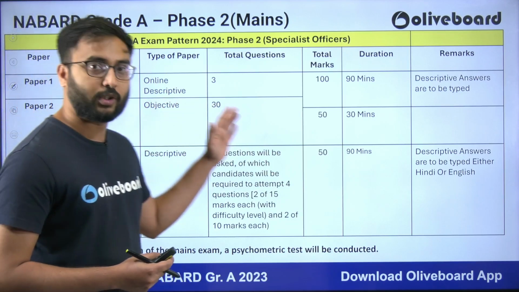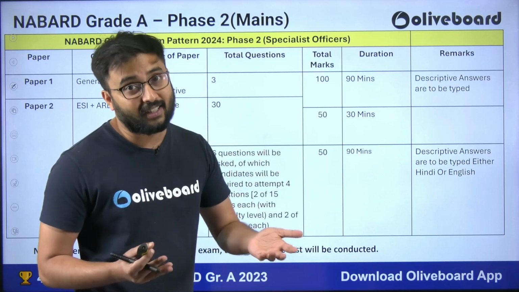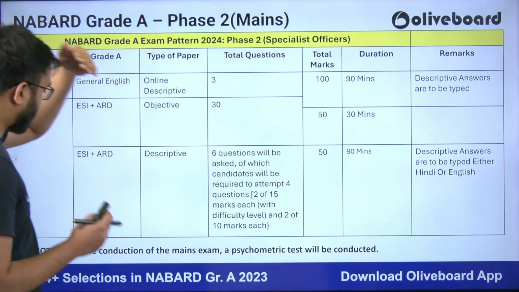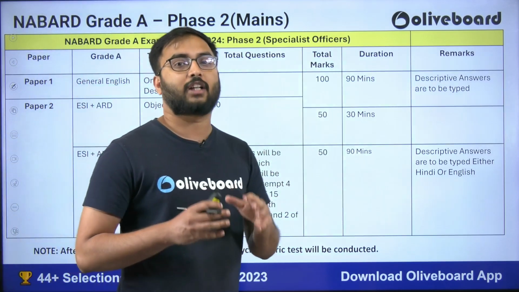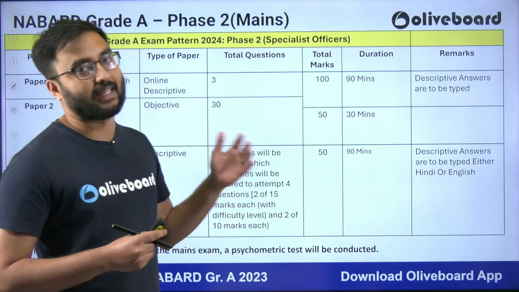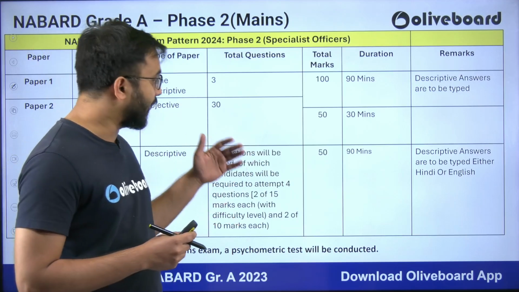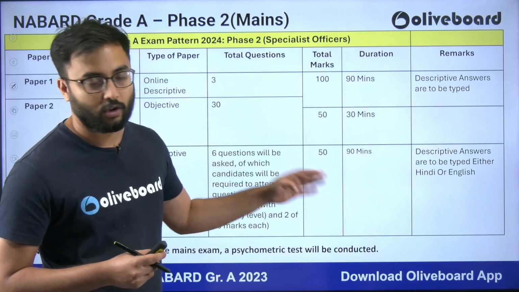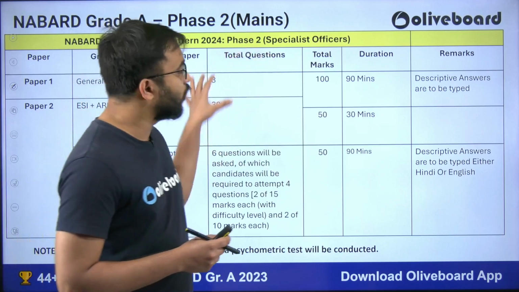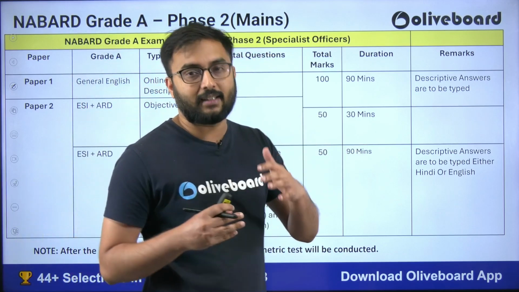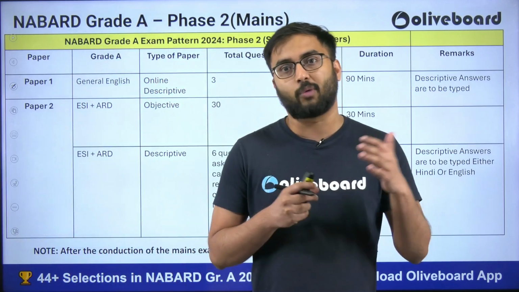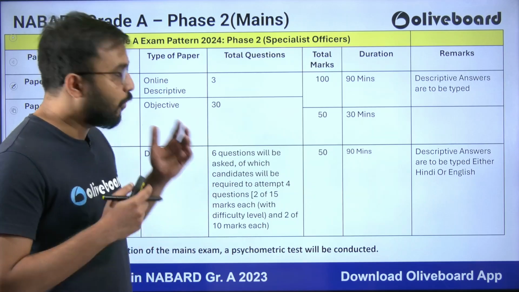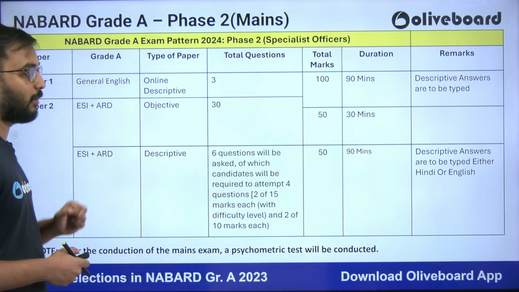In objective, 30 questions are there, which are again split between ESI and ARD, and then in the descriptive part, 6 descriptive questions are there, which are split 3-3 between ESI and ARD, and here also 15 marker and 10 marker questions are there. Out of these 6, you have to solve any 4. With this particular Phase 2 exam pattern, you will understand that Phase 2 is not just about objective questions. Your descriptive or answer writing part is also very, very crucial. Total 200 marks are there.